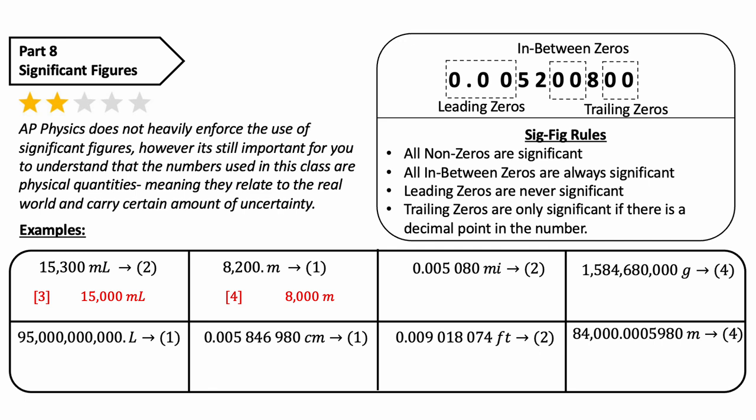In example 3, we have some leading zeros here, 0.00. Leading zeros are never significant. The zeros in between non-zeros are, so that 5, of course, is significant. The 0 in between the 5 and the 8 is significant. And the 8 is significant, but is that last 0 significant? Yes, because it's trailing, and there is a decimal point in the number. So the 5, 0, 8, 0, all of those are significant, and I want to round this down to 2 sig figs.